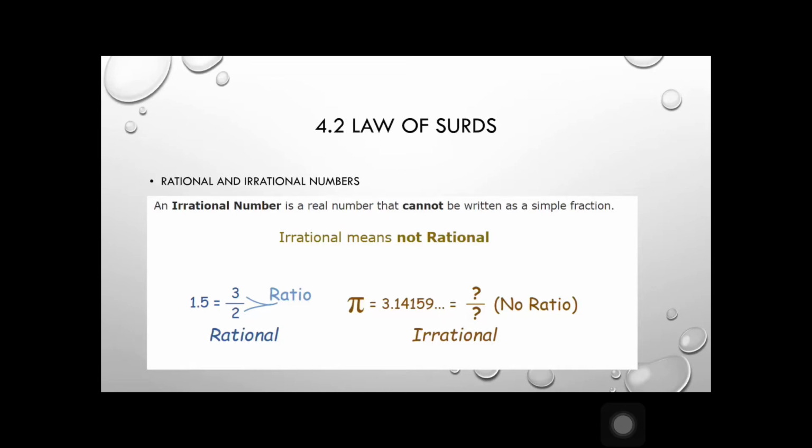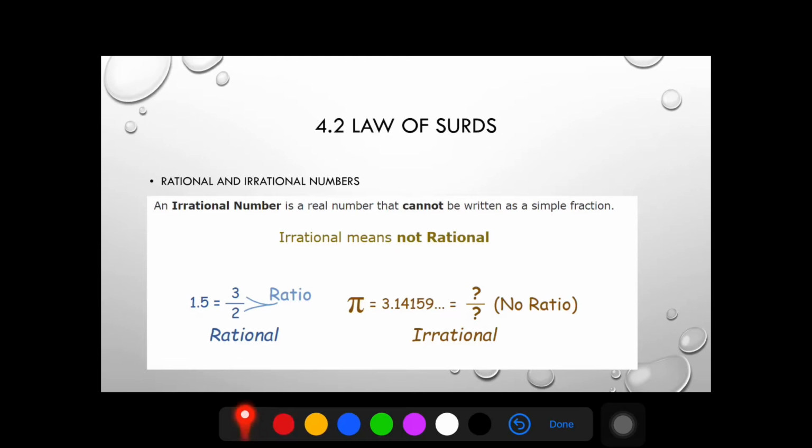Okay, today we are going to the second part of chapter 4 involving surds. Before we go into surds, we have to know the meaning of rational and irrational numbers. An irrational number is a real number that cannot be written as a simple fraction. Irrational means not rational. For example, 1.5 we can write as 3 over 2. It's a simple fraction, so this is called a rational number.